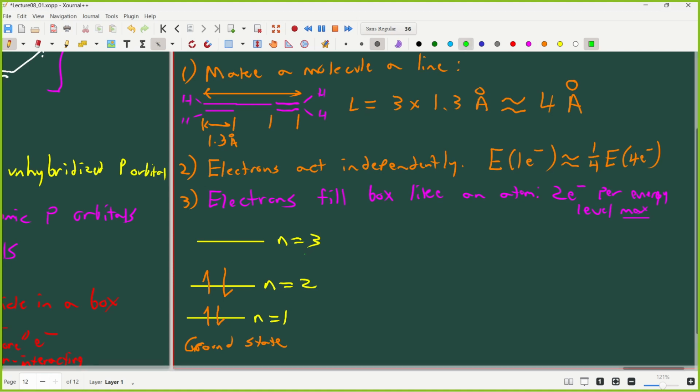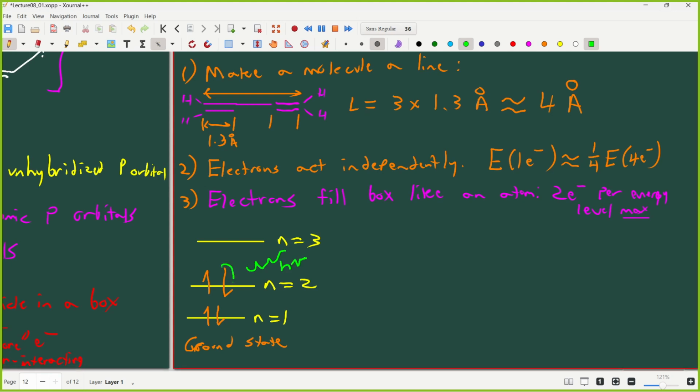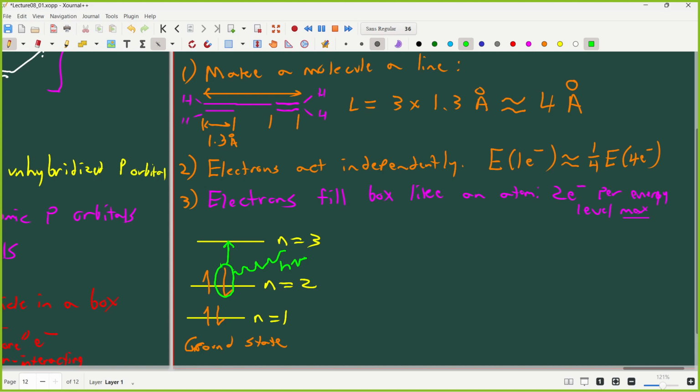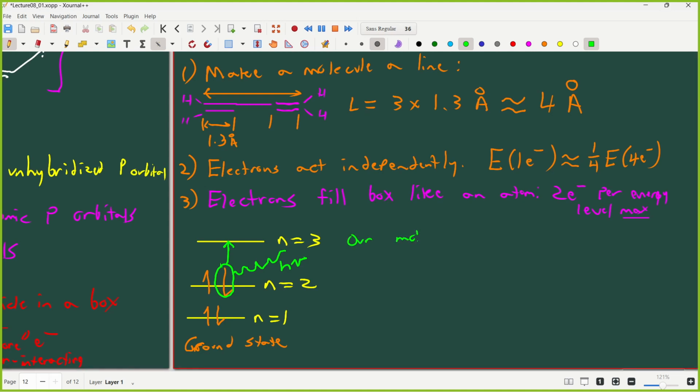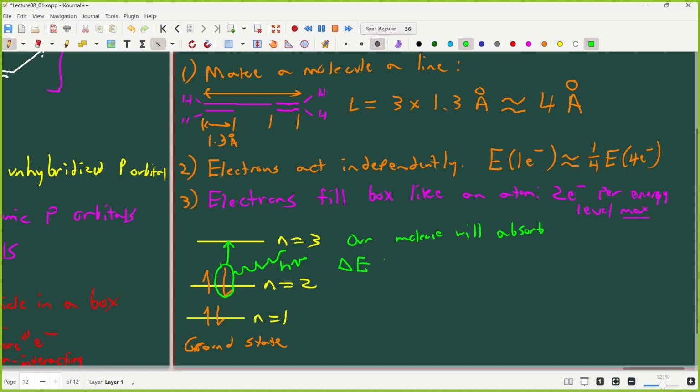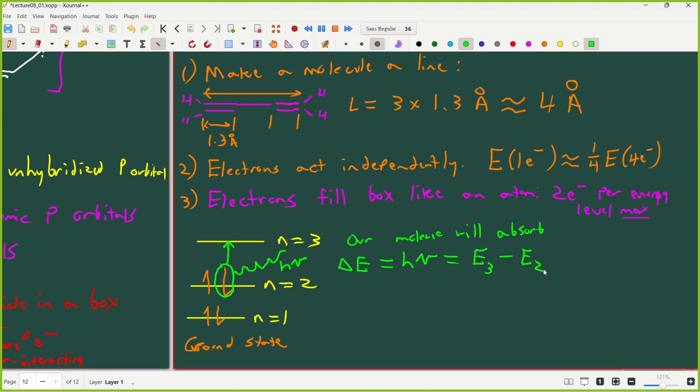So what we're going to do is shine some light into here at some frequency, h nu, this is my light. And we're going to take one of these electrons and promote it here. So ultimately what we're going to do with this light is excite an electron from n equals 2 to n equals 3. So that means that our molecule will absorb at a frequency equal to the energy difference, which is E3 minus E2 for the particle in the box, the energy difference between the third and the second level.